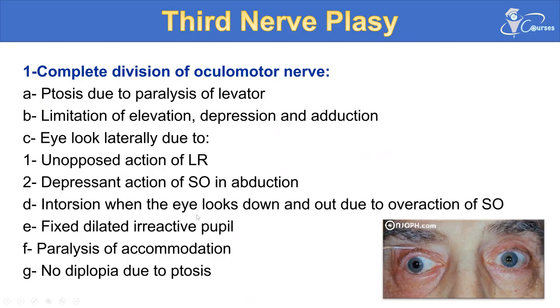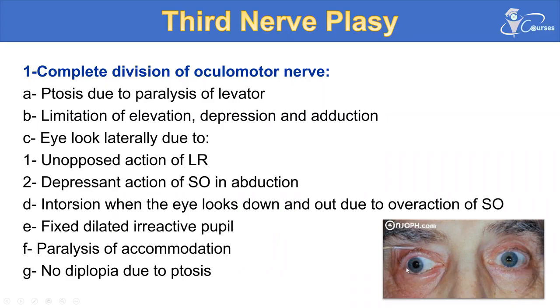Also, there will be intorsion when the eye looks down and out due to the overaction of superior oblique. There will be a fixed, dilated, irreactive pupil. You remember when we discussed the anisocoria, we said that the third nerve palsy is one of the differential diagnoses of anisocoria as it causes a dilated pupil.